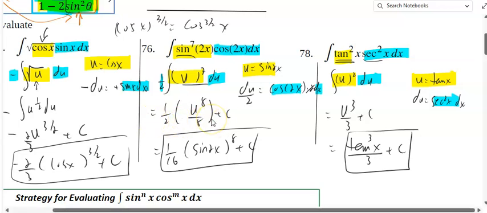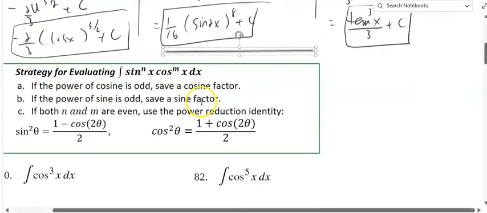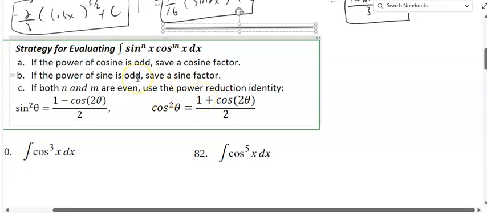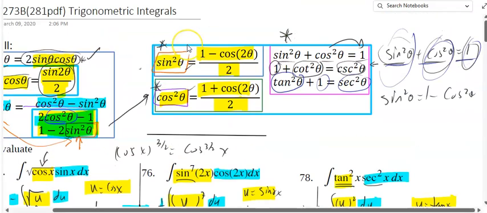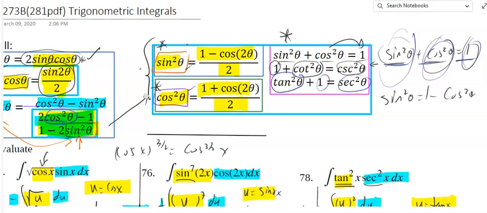Now, it did work on all of these three, the u sub worked. What if that doesn't work? Well, we have rules, really shortcuts. So, first shortcut, whenever you're looking at a combination of sine and cosine, if either of those is odd, save one of them. If the cosine is odd, save a cosine. If the sine is odd, save a sine. If both of those are even, then the only way out is to use the power reduction. Like we said, those are a must.